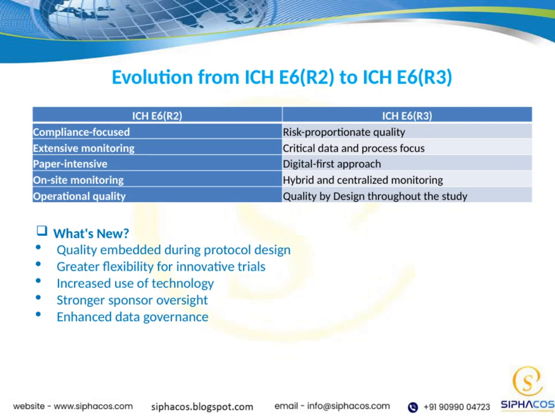Let's look at what's new in the latest guidelines. Quality is now built right into the protocol design, not just checked after the fact. There's more flexibility to support innovative trials, and technology plays a bigger role than ever before. Sponsors have stronger oversight responsibilities, and data governance is tighter. We're moving from a compliance-heavy approach to one that's risk-based and focused on what really matters: critical data and key processes. Monitoring shifts from extensive on-site visits to a hybrid, digital-first model. Overall, quality is integrated throughout the entire study, not just an add-on.